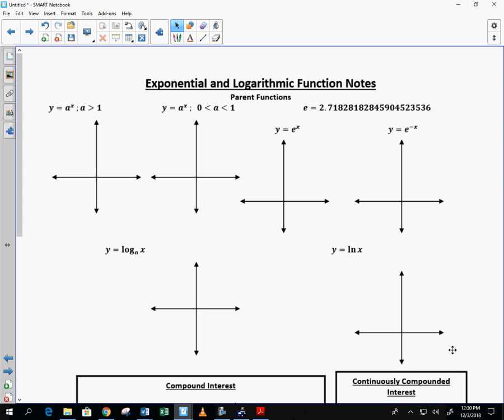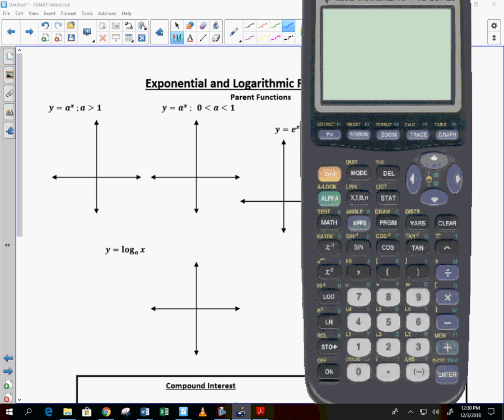We want to be able to address exponential functions, y equals a to the x, and I'm simply going to pull up my calculator and type in y equals 2 to the x. I'm going to look at the table here. I'm going to delete some values, plug in some x values and see what pops up.